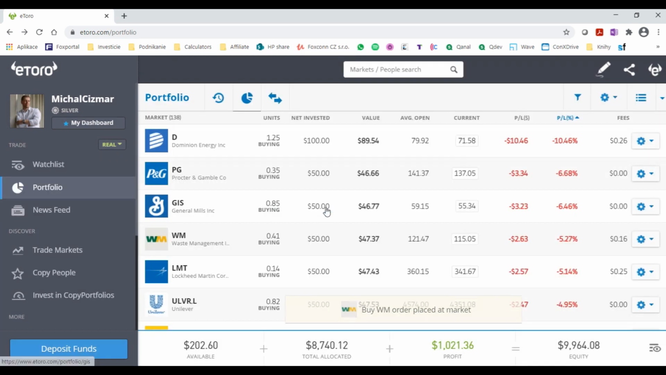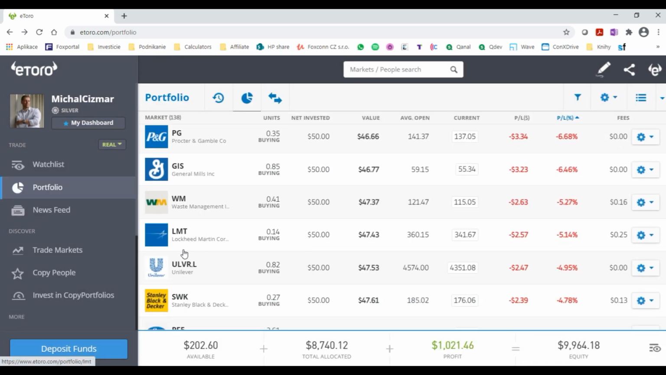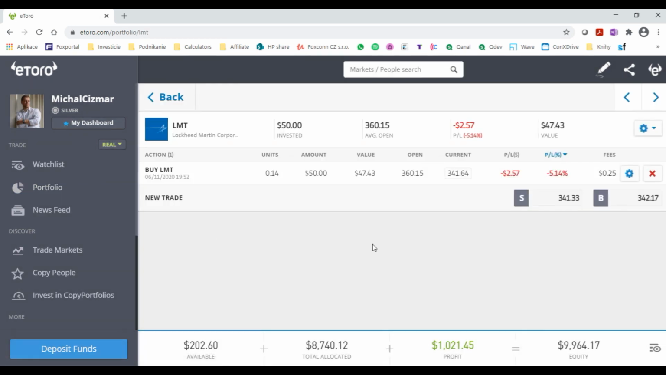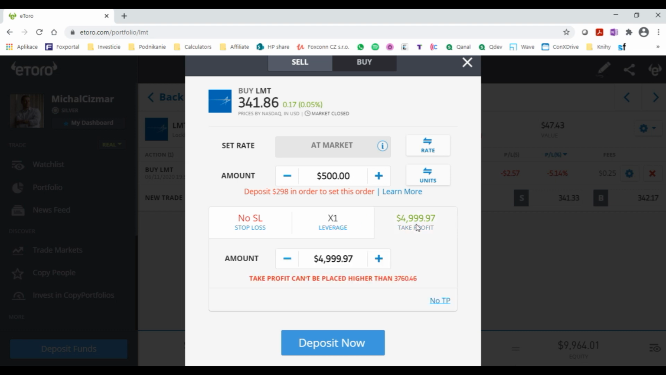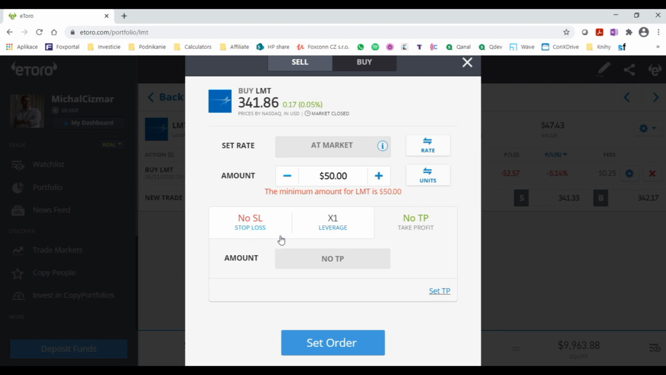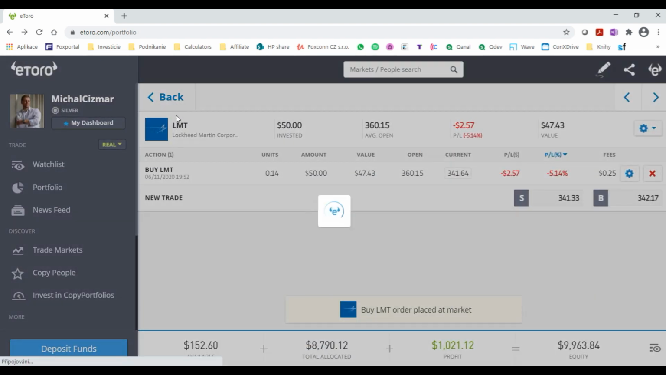Let's buy another, at least 1 or 2. So another one is LMT. Again, we are in red numbers, or I'm in red numbers, -5%. So buy, leverage 1, take profit, no take profit, 50, no stop loss, set order. It's there.